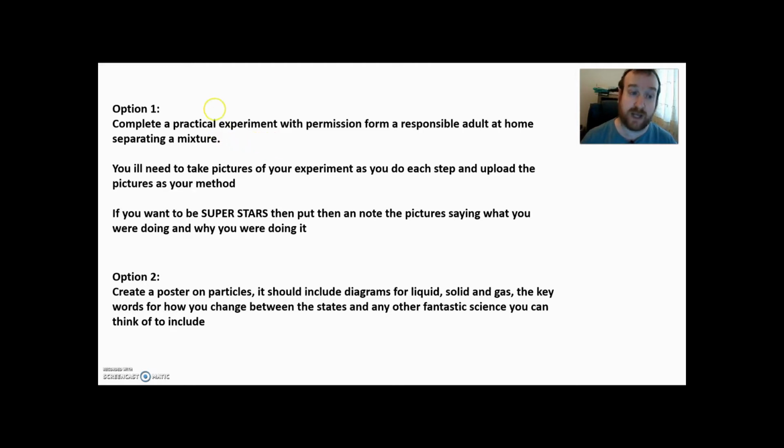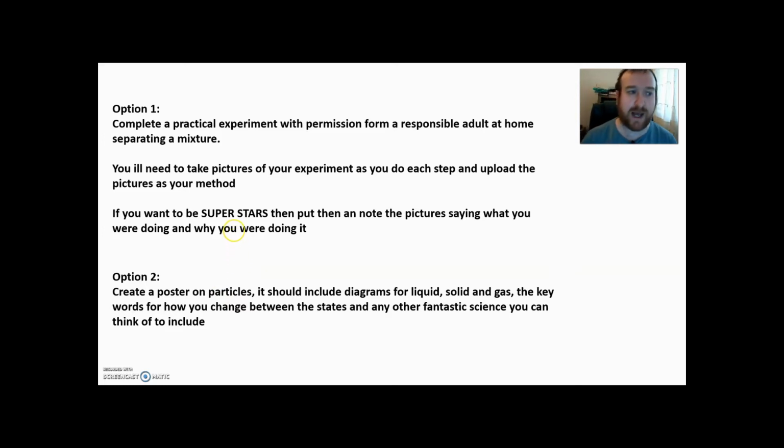Now, if you're not going to do the practical part, I would like you to make a poster on particles. It wants to include a particle diagram for a liquid, for a solid, and for a gas, and importantly, how those change state. So what are those key words that show when it's changing from a solid to a liquid? I've got a tip at the end of the video if you're going to be doing the poster.